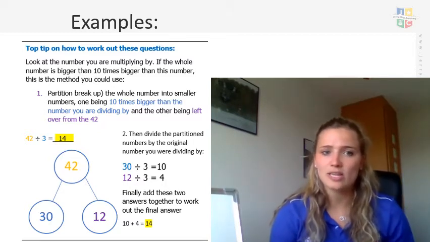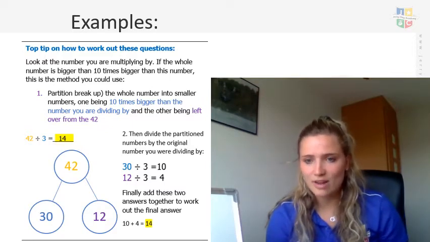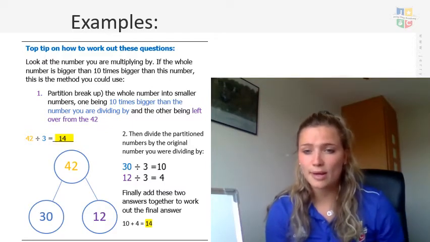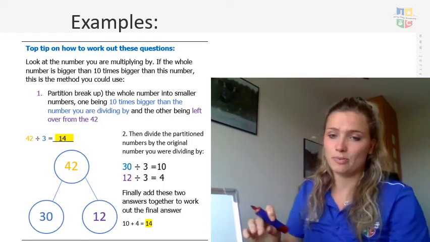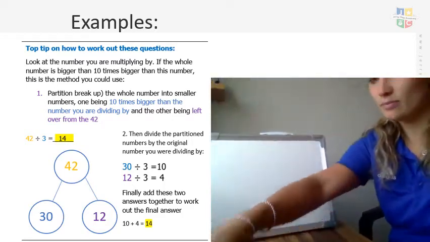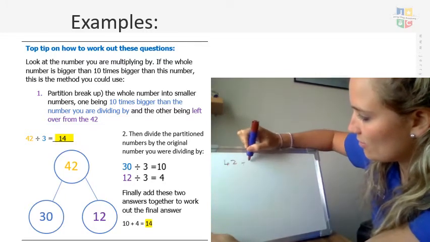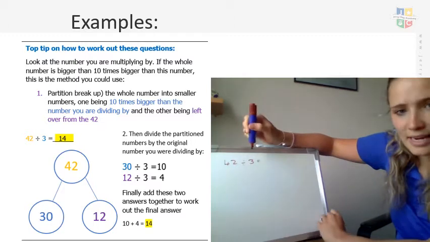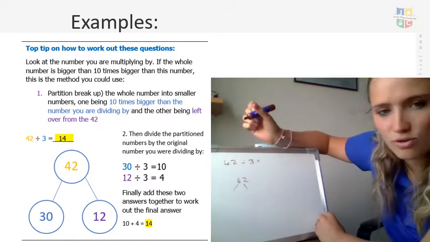So I have got the question, I want to do 42 divided by 3. Now 42 divided by 3 is a really big number, so what we're going to do is partition it down into 2 different numbers. So I'm going to do 42 divided by 3 to find the answer. Now we're going to partition 42 into 2 numbers.